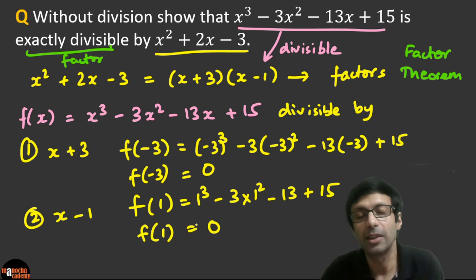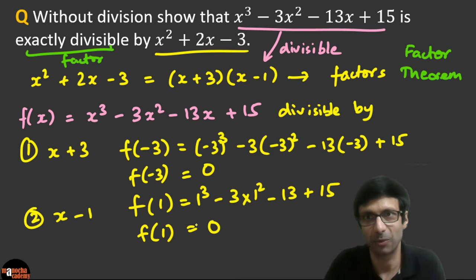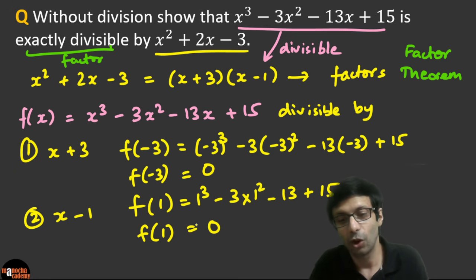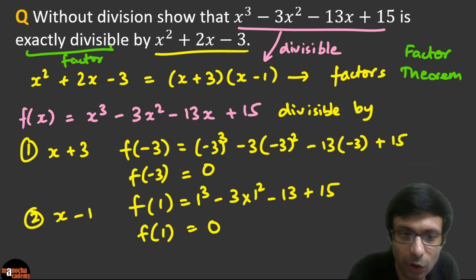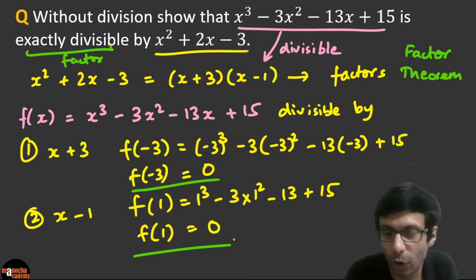Since our divisor was more complicated here, we had x square plus 2x minus 3, we broke it down into its factors, right? And we applied the logic that since we want the polynomial to be divisible by x square plus 2x minus 3, it should also be divisible by its factors. And how did we show that? Using the factor theorem, we found the remainder, and that's turning out to be 0 in both cases.